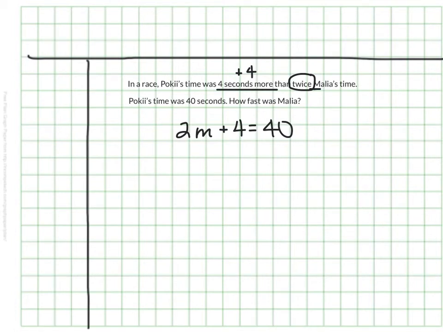And over on the side, I'm just going to keep track of what we did first. We multiplied by 2 first, and then we added 4. So to do the opposite, I have to subtract 4 and then divide by 2, to get that m, that variable, by itself.